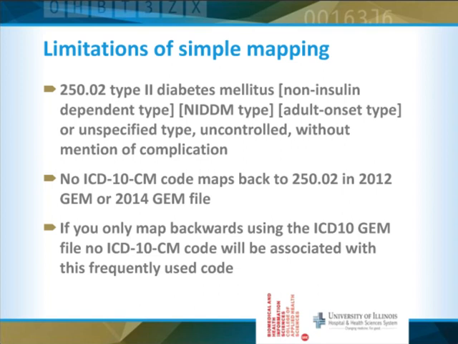So what are some of the limitations of simple mapping? One of the codes that is frequently encountered, at least in Illinois, hopefully it's not as common across the country, is 250.02, type 2 diabetes mellitus, unspecified, uncontrolled, without mention of complications. There is no ICD-10 code mapping back to this. Patients can live with type 2 diabetes for a number of years without complications, and they may not be on medicine or they may not want to take medicine.